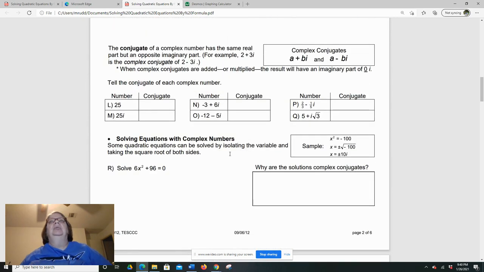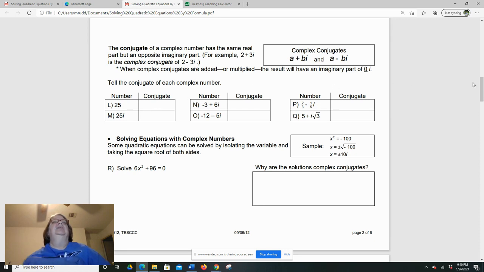This part talks about complex conjugates. The conjugate of a complex number has the same real part, but the opposite imaginary part. Hear that again. The conjugate of a complex number has the same real part, but an opposite imaginary part. So to find the complex conjugate, you're going to keep the real part the same and change the sign of the imaginary part.